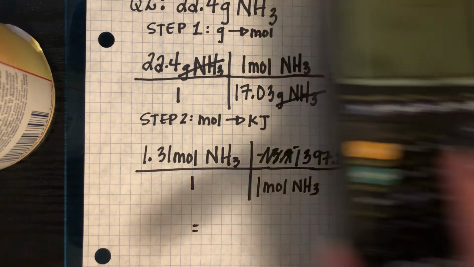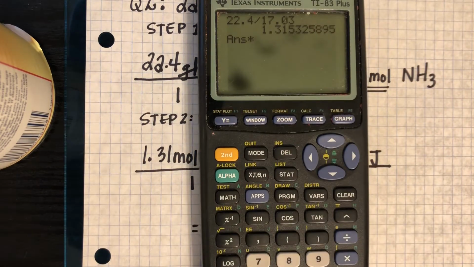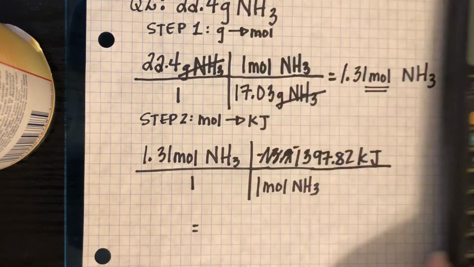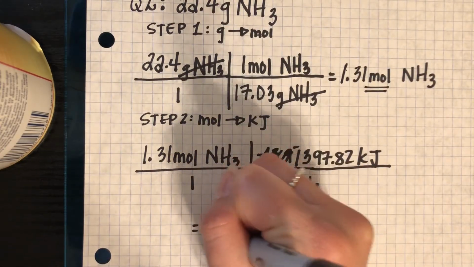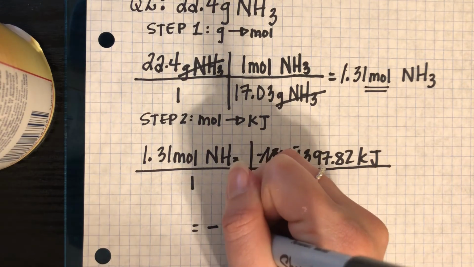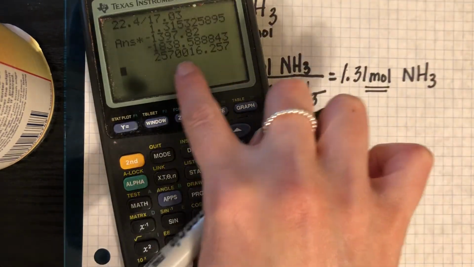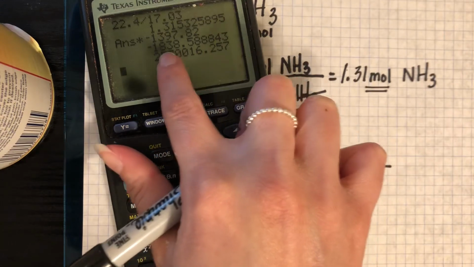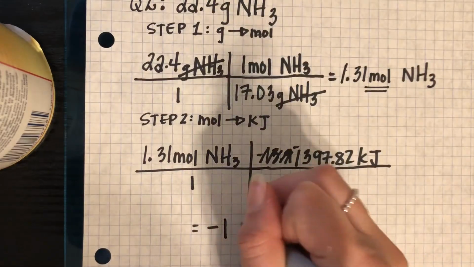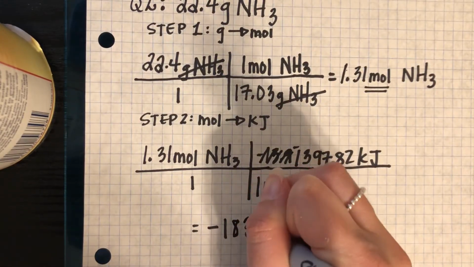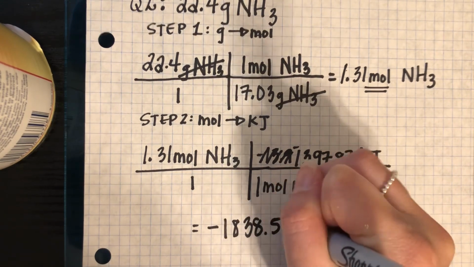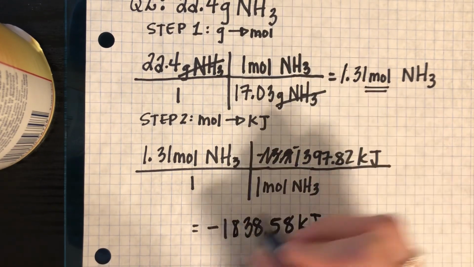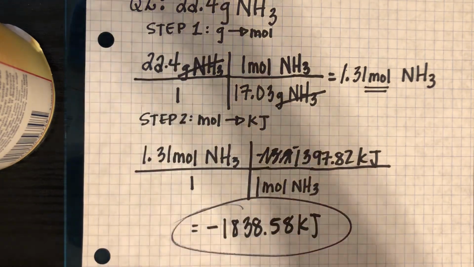So 1.31 times negative 1397.82. There we go. I accidentally pressed the button twice, so just ignore that last little part. Negative 1838.58. And that is how much heat. There you go. Hope that helps.